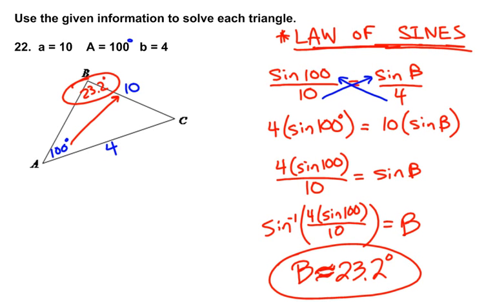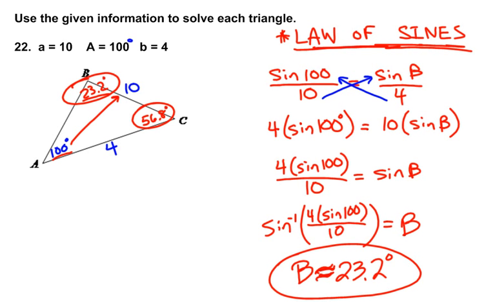All right, the remaining parts to find would be angle C and side C. Well, we can find angle C by just subtracting 123.2 from the sum of all the angles, which would be 180. When we subtract that out, we'll find that angle C is 56.8 degrees. Again, remember that all three angles have to add up to be 180 degrees. So if I know two of them, I just subtract to find the third.